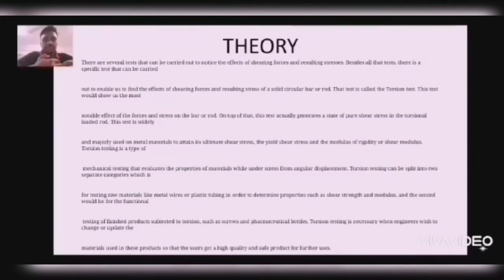Torsion testing is a type of mechanical testing that evaluates the properties of materials under stress from angular displacement. It can be split into two separate categories. The first is for testing raw materials like metal wires or plastic tubing, in order to determine properties such as shear strength and modulus. Second is functional testing, to test finished products subject to torsion such as screws and pharmaceutical bottles. It is necessary when engineers wish to change or update the materials used in a product, so that engineers can get a high quality and also safe product for the users.